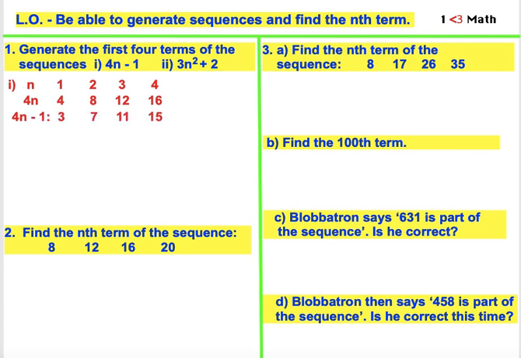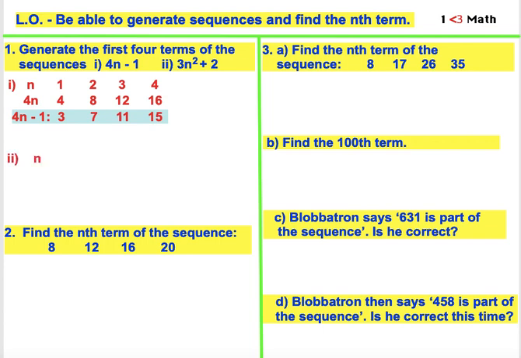So then to work out 4n minus 1, I'm just subtracting 1 from each of those terms. 4 take away 1 is 3, 8 take away 1 is 7, 12 take away 1 is 11, and 16 take away 1 is 15. So that's my sequence. And that would be the first 4 terms of that sequence. The next term would be 19, and then 23, and so on.